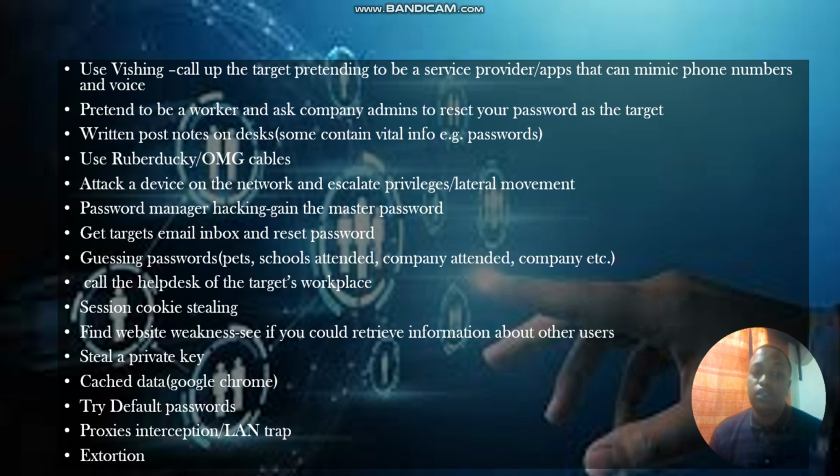Another way we could do this is by going to our website, finding its weakness, and retrieving information about other users. We talked about APIs earlier.